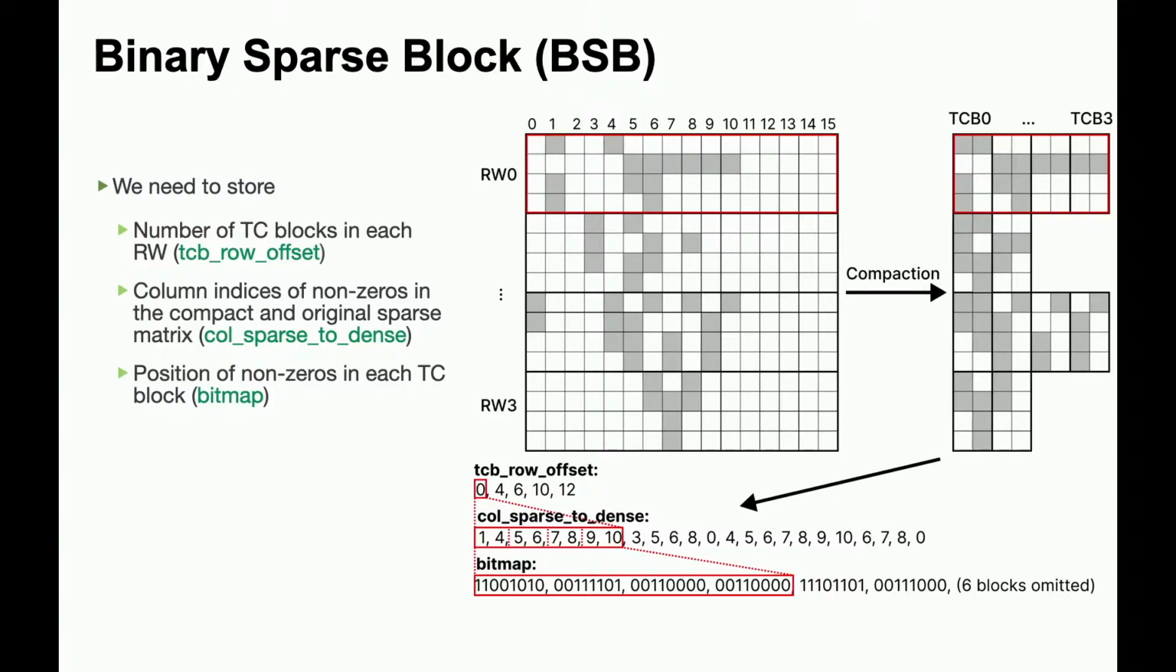So we have to keep track of this column sparse to dense mapping. In this example, this first column corresponds to column number 1 in the original matrix. The next corresponds to 4, and so on. And the third thing we have to keep, yes, question.